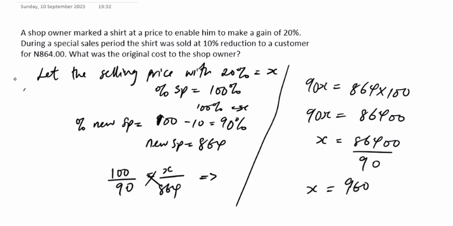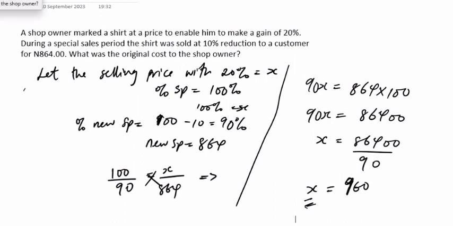So that is part 1 of this question. We are not done with it yet. We've gotten 960 as the actual value. We still want to find out the original cost, the cost by which the seller or the shop owner actually bought it from the market. That is the value we are looking for. So we have just gotten the original value with 20% gain, which is 960. So let's continue from there.